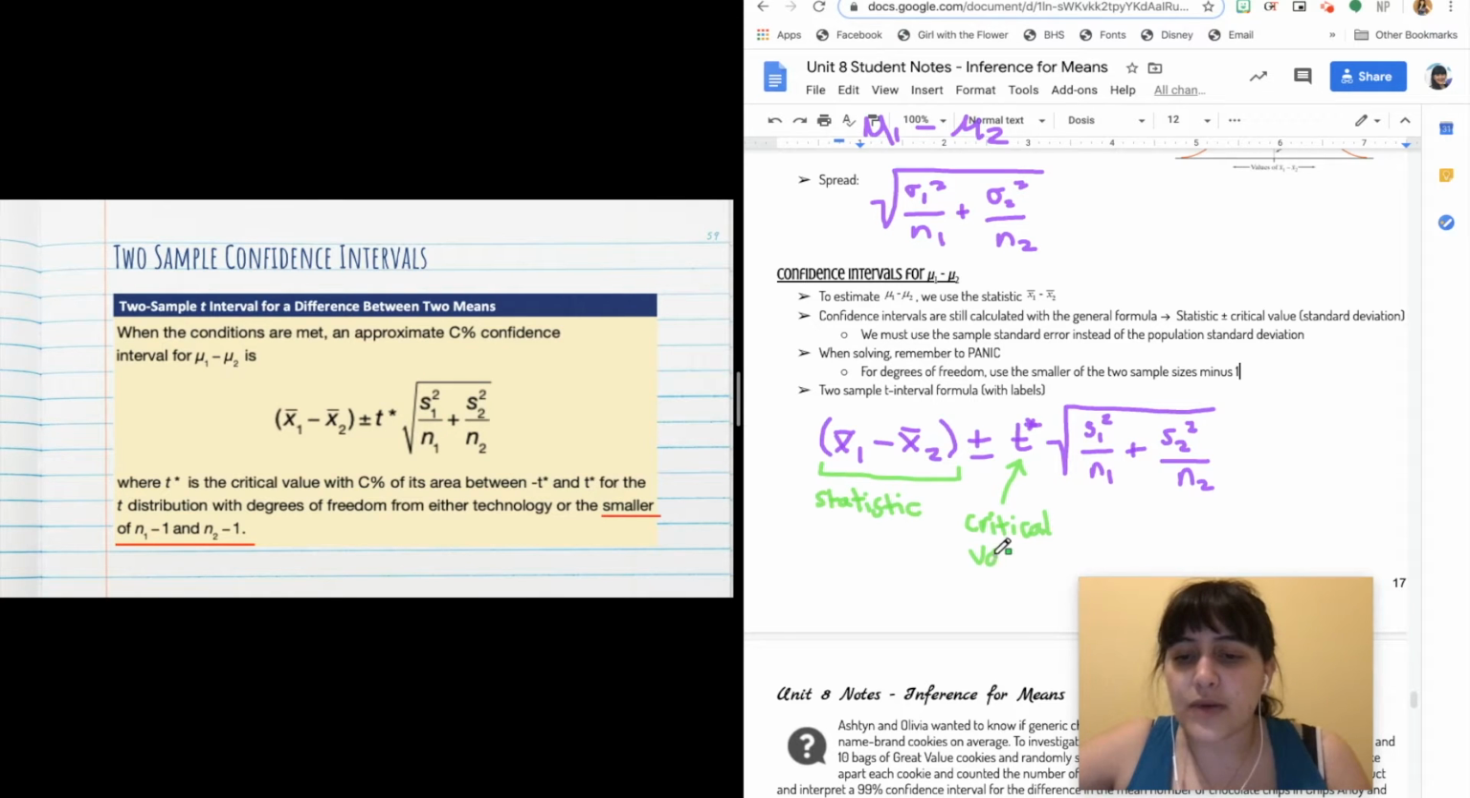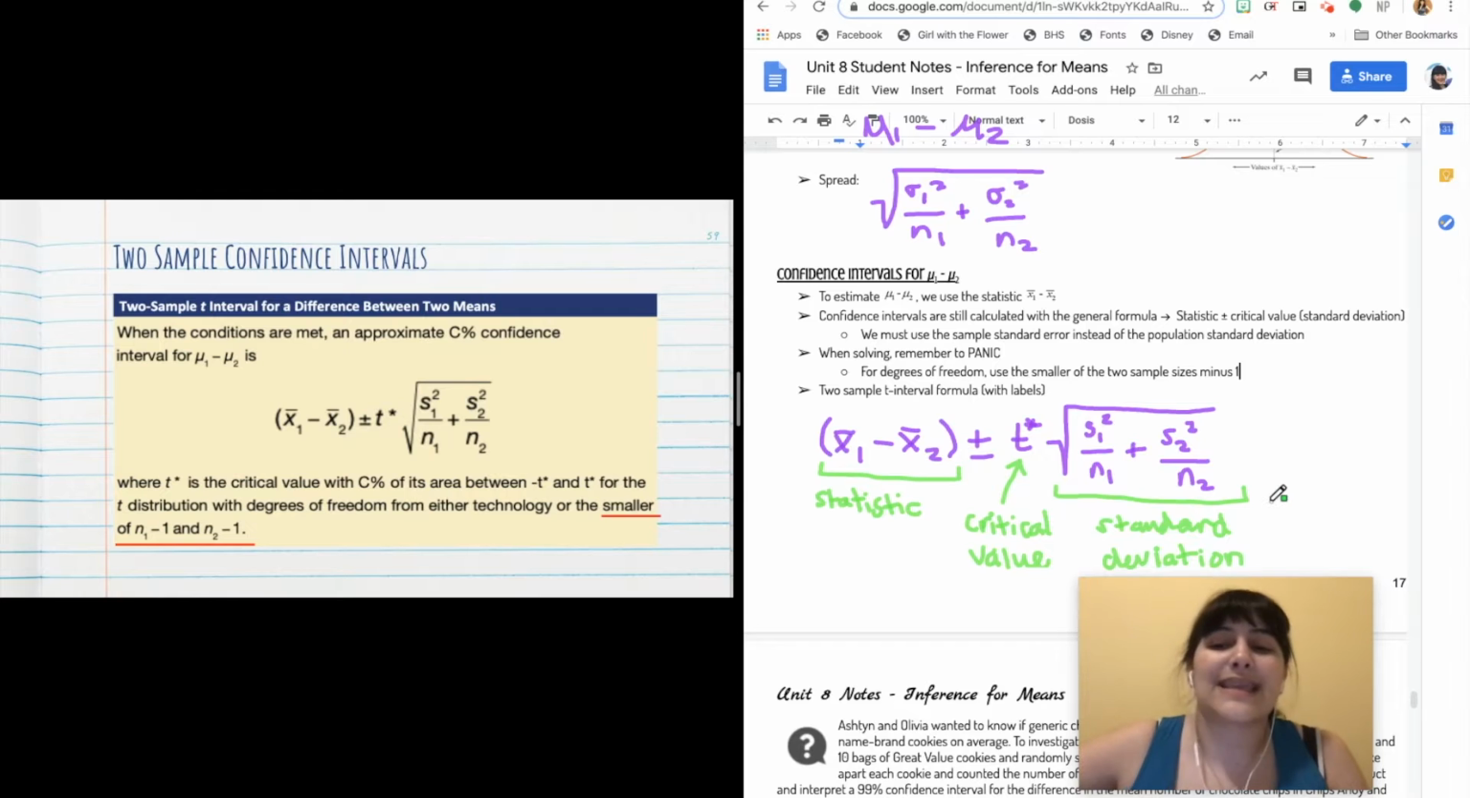Okay, and that's the one that comes from the T table. Okay, and then this here is your standard deviation. Right, that is your standard deviation. Okay, and remember, it's the standard deviation of the sampling distribution, right? The difference between those two means. Okay, so those are your basics, right?